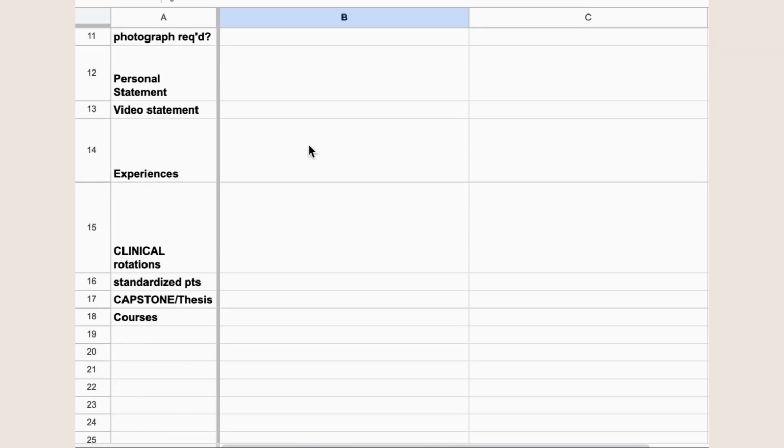Some things that I looked at to help me decide if I would be applying to that program were the clinical rotations, if they offered standardized patients, and also looking at how they did their thesis or capstone and also their courses. This was something where I was able to see a lot of variation between programs, such as clinical rotations, where some schools have you in there your first semester, while some other programs have you start clinical rotations maybe the start of your second year.